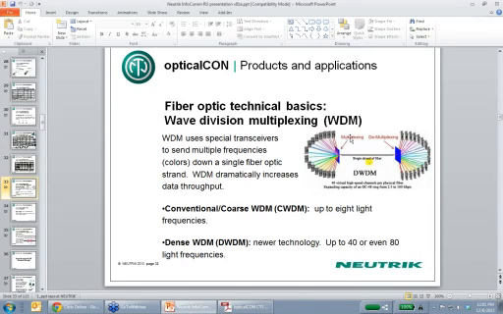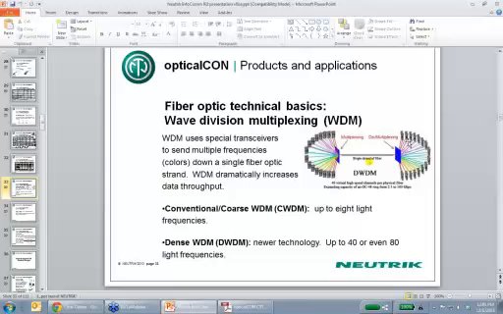So I take some data and I shine them across multiple different frequencies, and then I have a demultiplexer on this other side, which takes that signal and fans it out again. So multiplexing is a way that allows you to send dramatically more signal using the same amount of cabling.